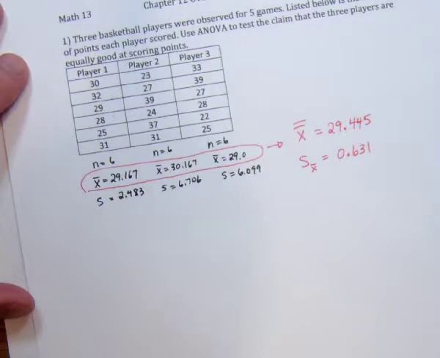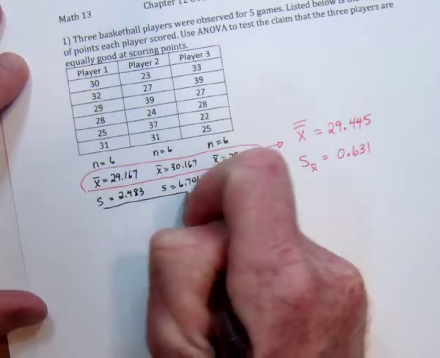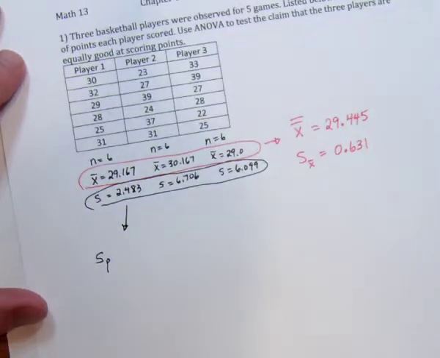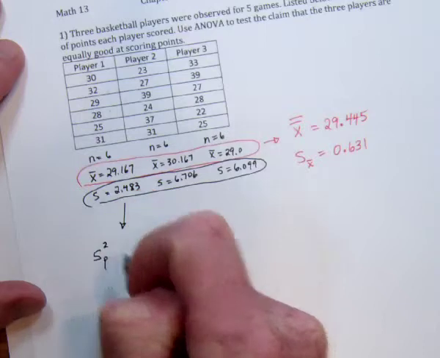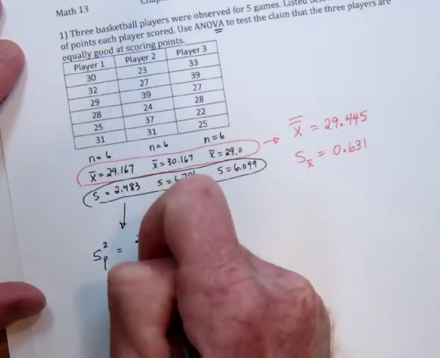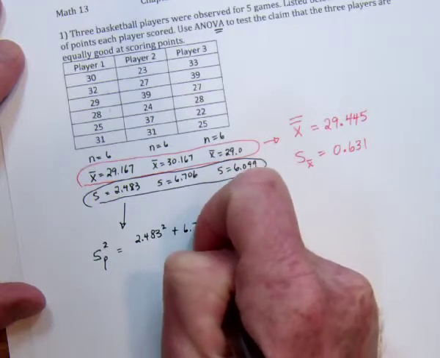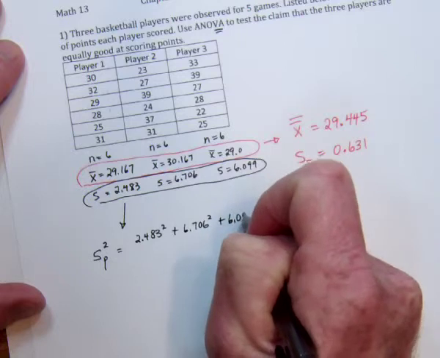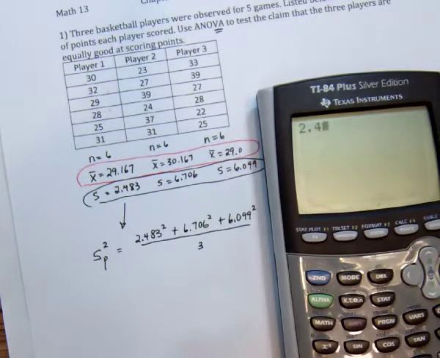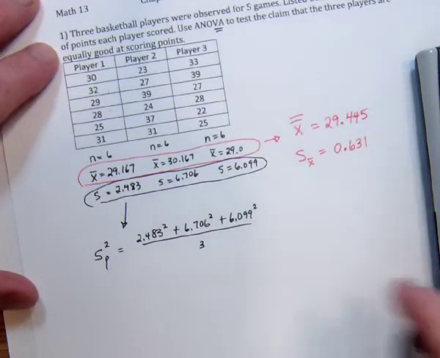Okay. Then the other thing that we have to do is find out, well, what is the average variance for these 3 scores? So that's called the pooled variance. So first of all, it's SP for pooled, in other words, putting them together in a pool. And we're using the variance. That's what this part says, variance. So variance is standard deviation squared. So we need each one of these squared, and then added together and divide by 3. So the average variance. So that's going to be 2.483 squared, plus 6.706 squared, and 6.099 squared. Find the total, divide by 3. The average variance is 29.445.